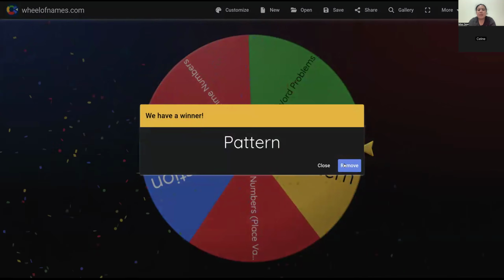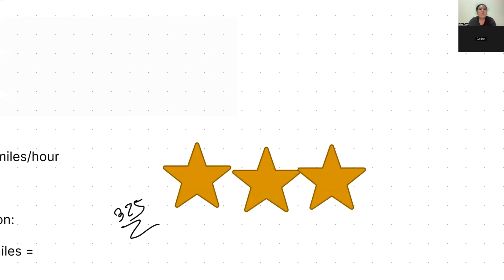Okay, it's about patterns. I think it's going to be easy. Have you learned about patterns, Celine? Do you know what a pattern is? It could be number patterns, it could be shapes, and any kind of objects. And there are some rules in the pattern that you have to pay attention to. So this is the question for the pattern.